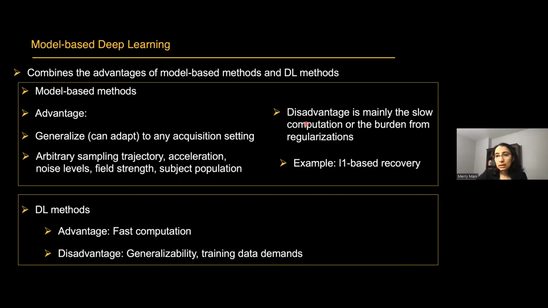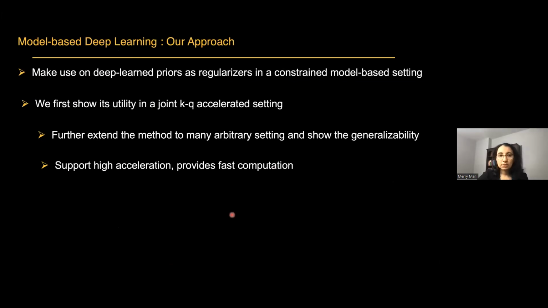But the disadvantage is that they are highly computationally complex, especially when you're using some sort of regularization. For example, the L1 based recovery is going to be highly computational. On the other hand, the deep learning methods' main advantage is the fast computation, but the disadvantage is the generalizability. So if we can combine these two methods, then we have a very good formulation to accelerate our diffusion KQ space sampling.